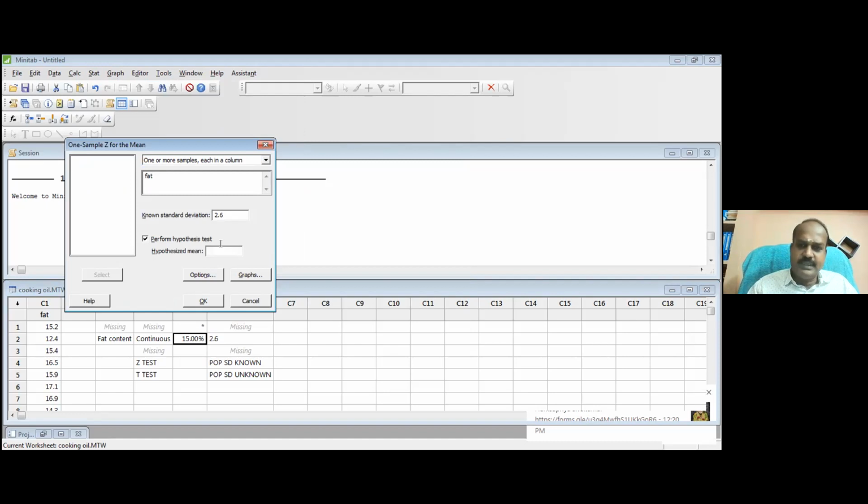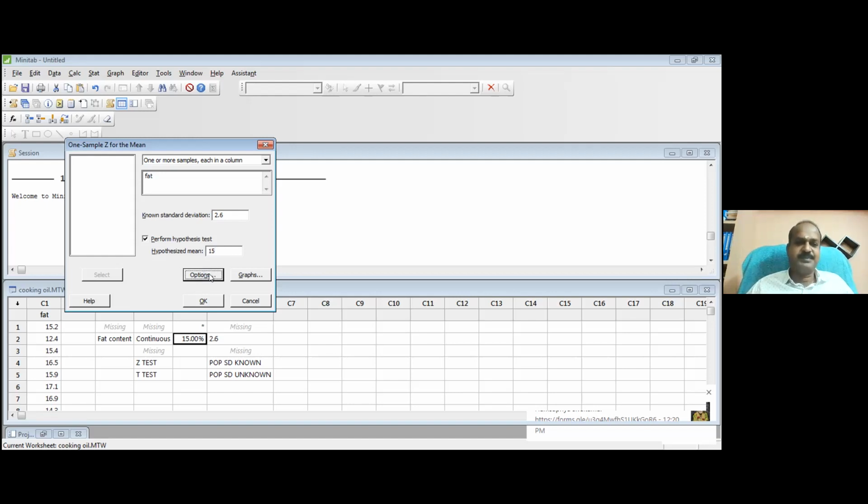Perform the hypothesis testing. What is the hypothesized mean? What is the company believing? 15%. The company is believing that 15% is the fat content, so fat content equals 15%. Is this the null hypothesis or the alternate hypothesis? Null hypothesis, right? What everybody believes is null.